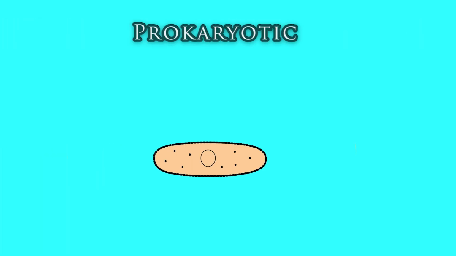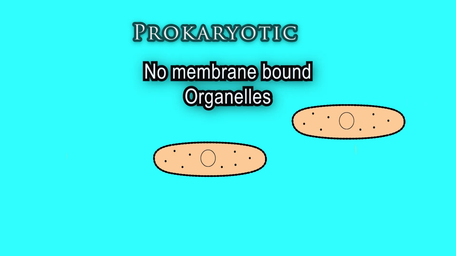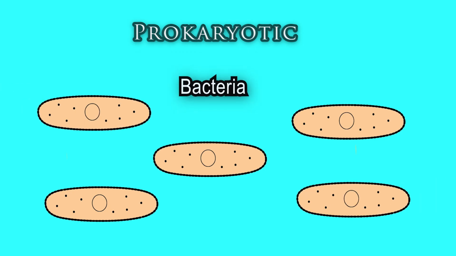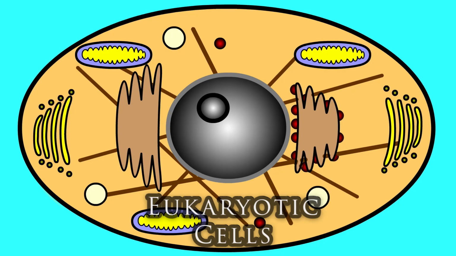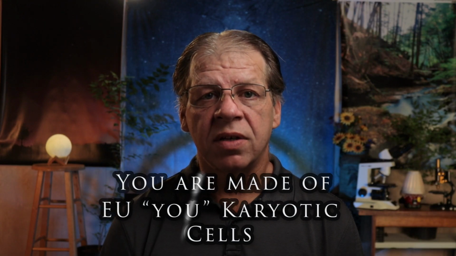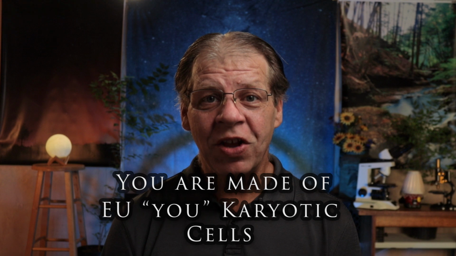Prokaryotic cells do have DNA, but it's not protected inside a nucleus. It's just kind of floating around in the liquid of the cell. Prokaryotic cells have no membrane-bound organelles. Bacteria are prokaryotic. We'll talk about bacteria later, but for the rest of this chapter, we're going to focus on just the eukaryotic cells. Eukaryotic cells are more complex. You are made of eukaryotic cells. Get it? You and you?